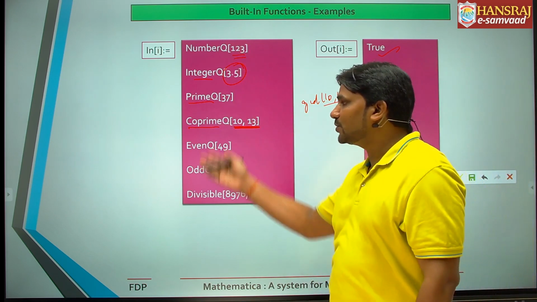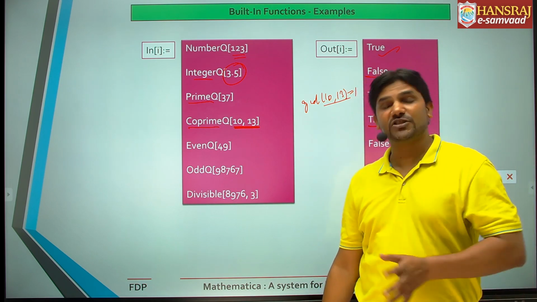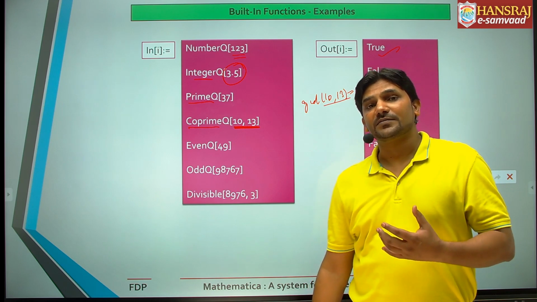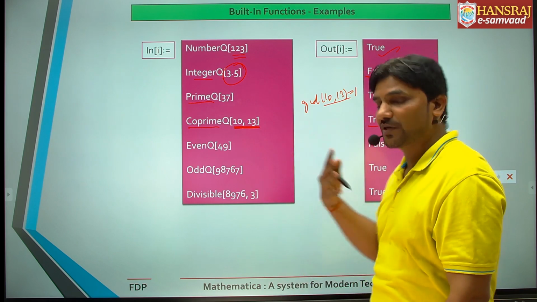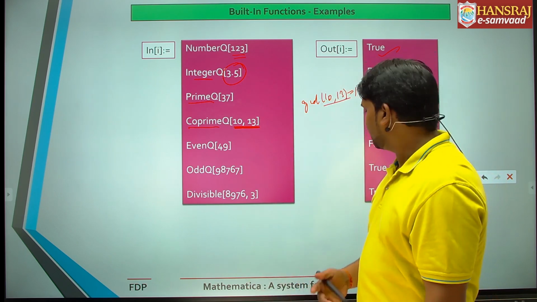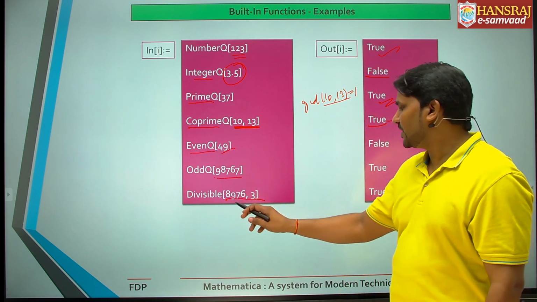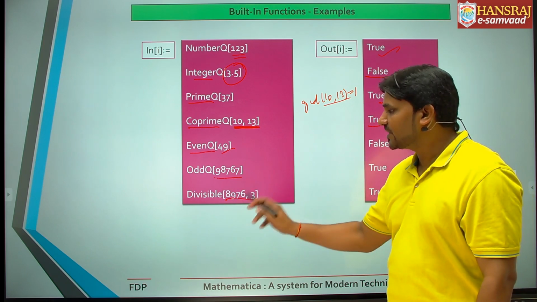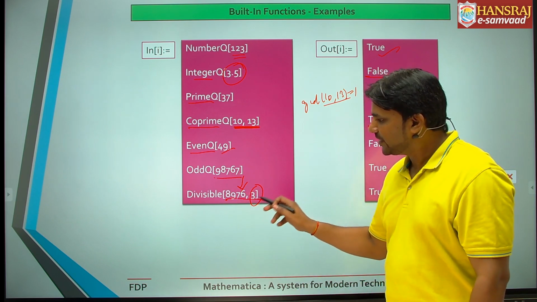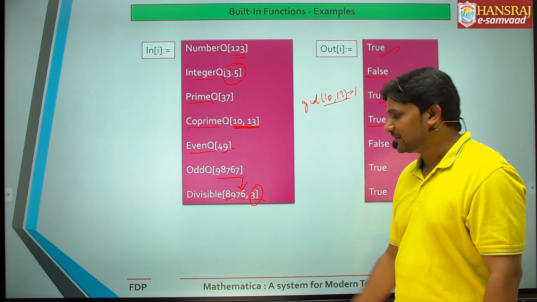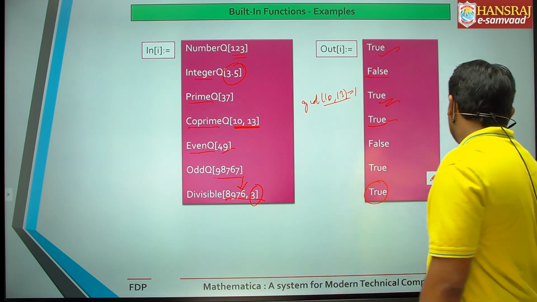So you just need to make it clear that you can directly use all built-in functions to make your output visible easily, and you can use your output in your coding or programming, or in your research, whatever field you are in. EvenQ also, even or odd, and divisibility. Is the number 8976 divisible by 3 or not? You put the number first here, and then the value by which you want to check the divisibility. So that is true. That means 3 will divide this number and you will get your output.